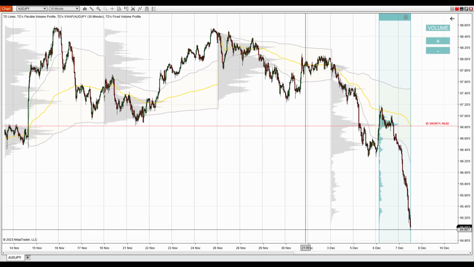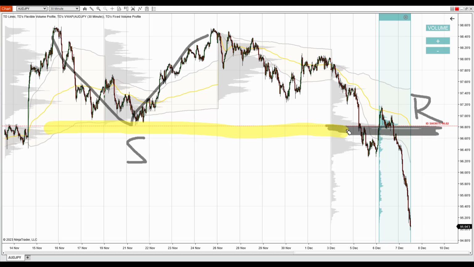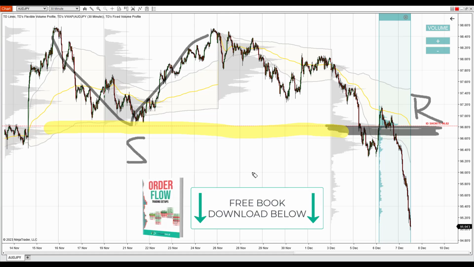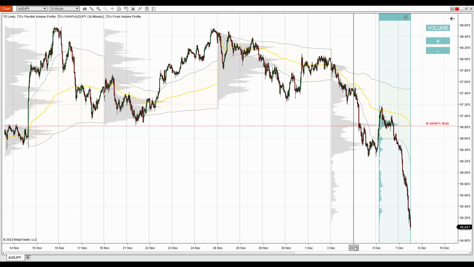If I zoom out a bit, you can also see that there was a very nice reaction to this level in the past. So in the past it was a support, and now the same zone could also work as a resistance, which also adds strength to our volume-based level. All right, so that's my take on the Australian dollar Japanese yen.